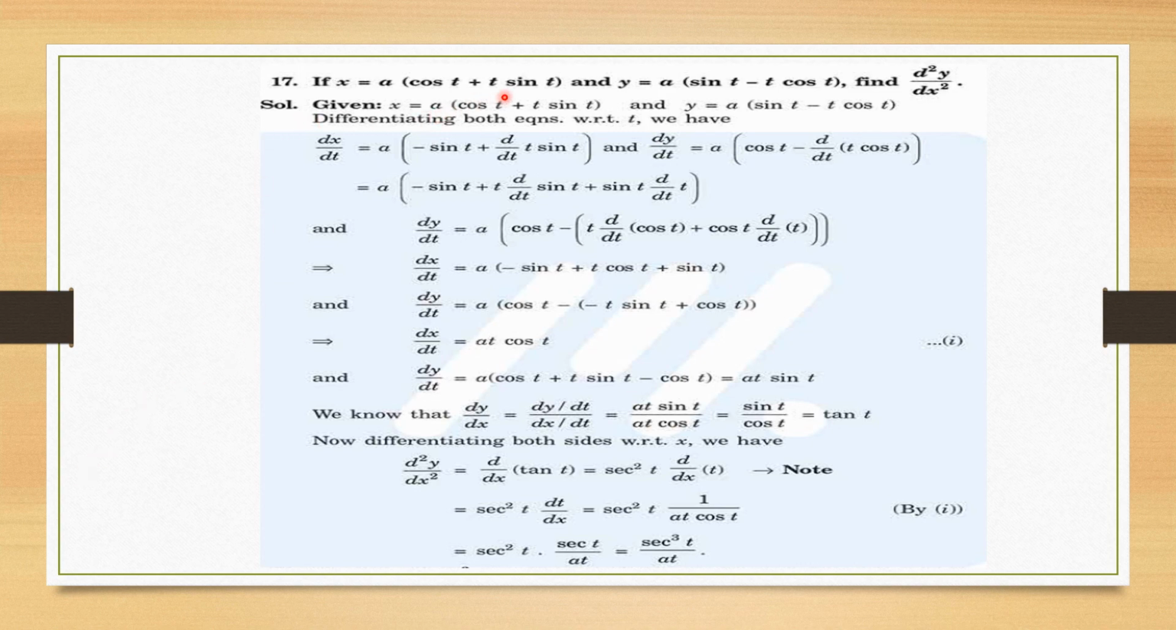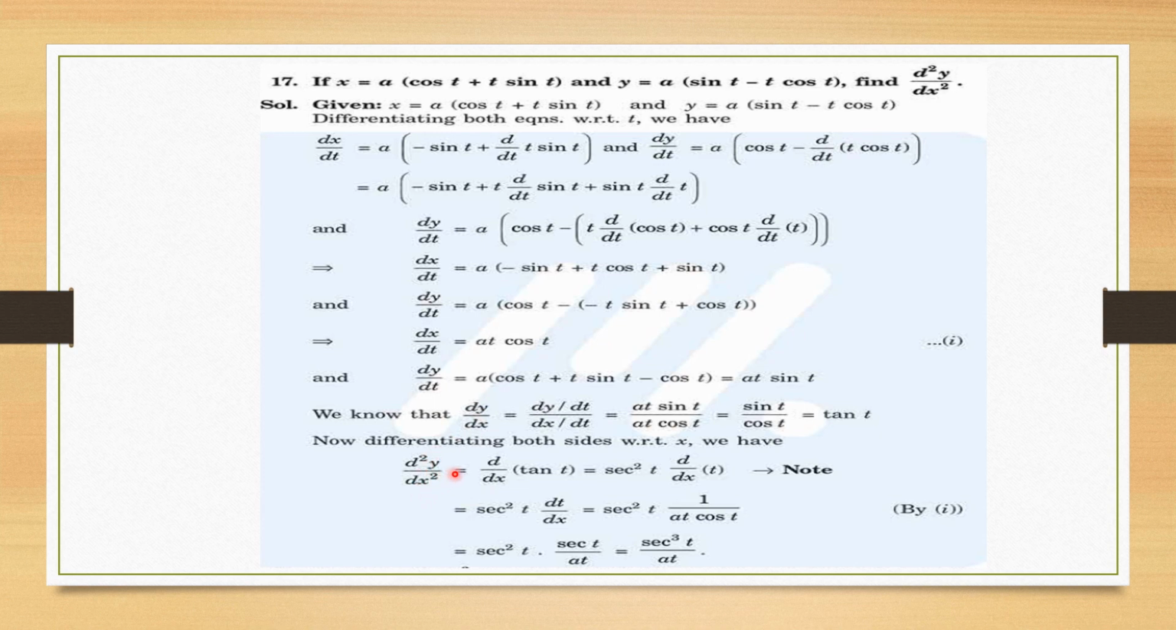Number 17 again is a parametric form. x is equal to a times (cos t plus t sin t), and y equal to a times (sin t minus t cos t). And we are required to find d square y/dx square. Now you know how to do this question. You'll first find dx/dt. It is very simple. By finding the derivative, you will get dx/dt as a t cos t. And again, you will find dy/dt, and that will turn out to be a t sin t. And dy/dx will be dy/dt by dx/dt, which will be tan t. So again, the derivative can be done by retaking the derivative here.